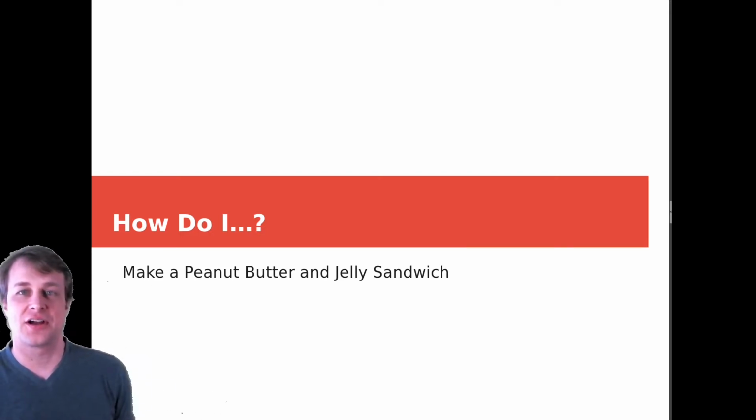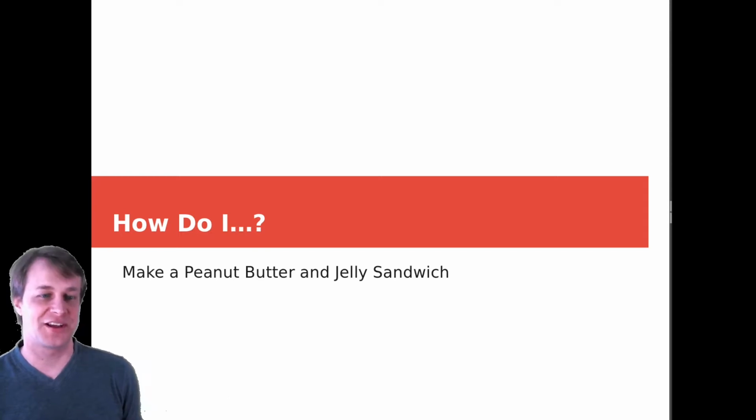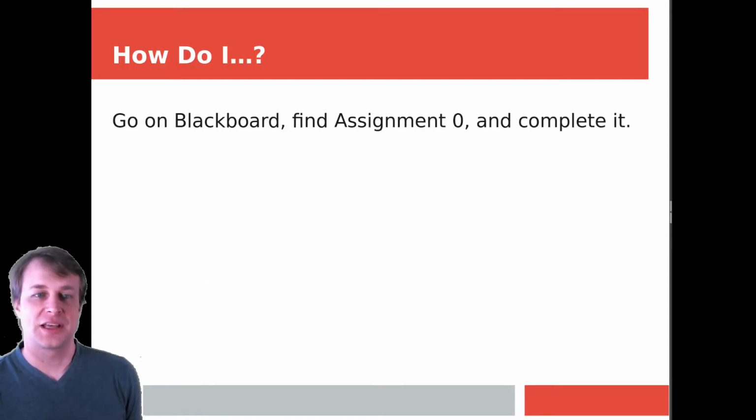I'm going to start out with a sample assignment for you, and that is how do I make a peanut butter and jelly sandwich. What I'd like you to do is go on Blackboard, go in the assignments tab, find assignment 0 and complete it. It shouldn't take too long, just pause the video now and come back. And remember to follow all of the steps.